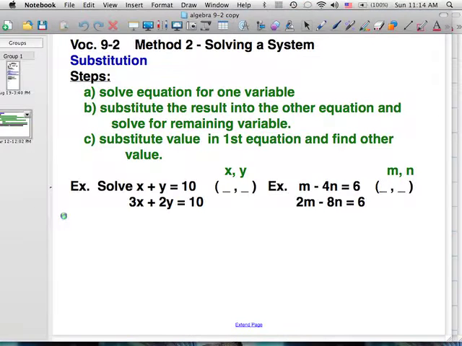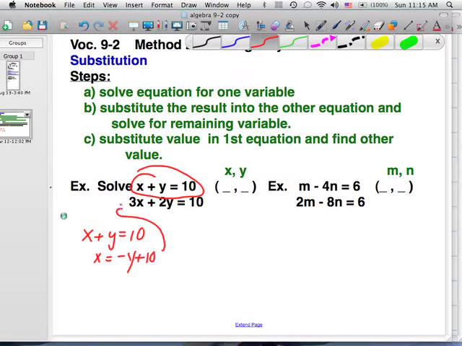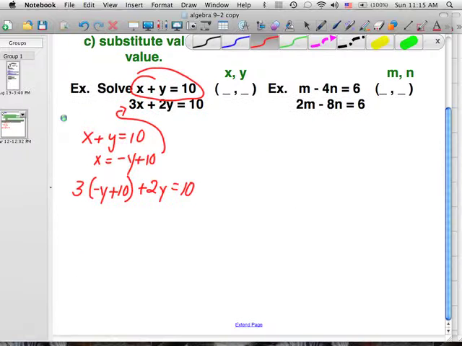Okay, we'll do these two problems and then start the evens. This one here, I would take this equation and solve it for either x or y. Let's just do x. So x plus y equals 10. I would subtract y, get it on the other side, so negative y plus 10. Now I'm going to put this into this equation. So where I see x, I'm going to replace it with negative y plus 10. Plus 2y equals 10. Now I have an equation just in y.